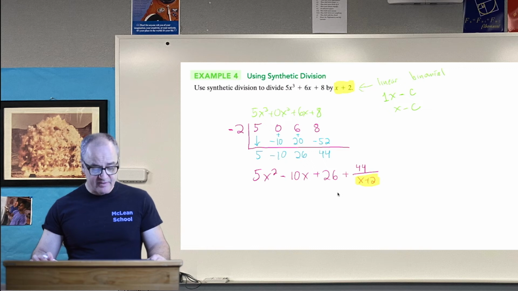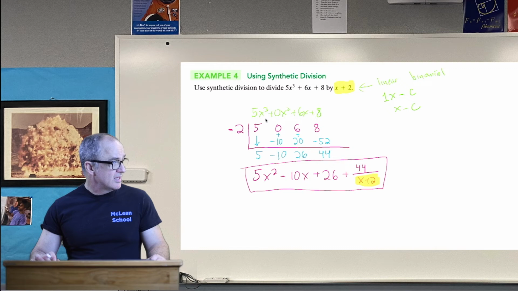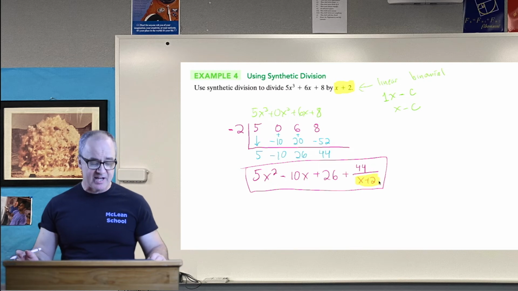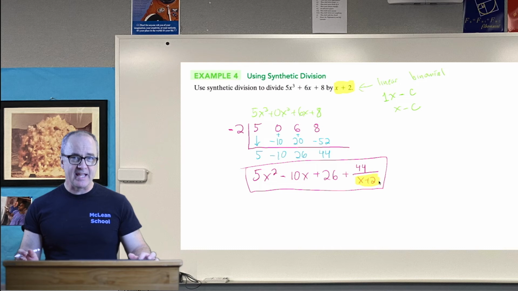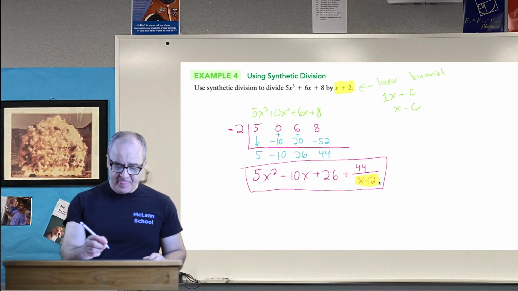If you divide 5x cubed plus 6x plus 8 by x plus 2, remembering to switch the sign on the x before you start your synthetic division, you'll get 5x squared minus 10x plus 26 plus a remainder of 44, which will become the numerator in a fraction with x plus 2 as its denominator. Let's try that again, see how quick we can get at it.